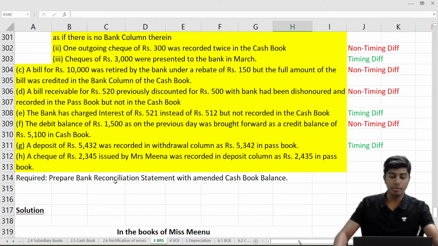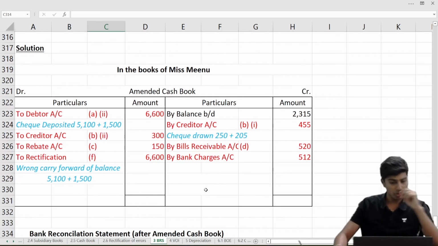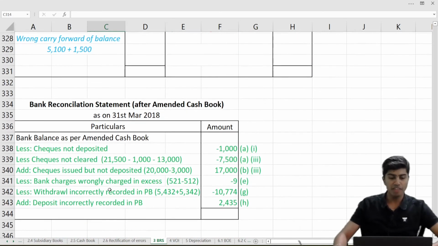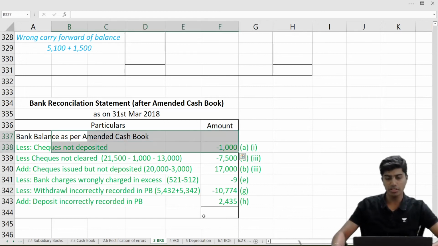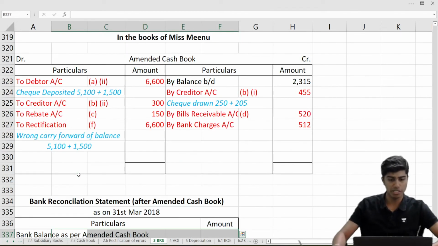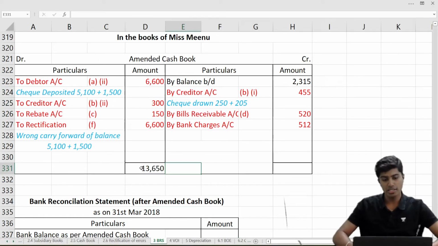Prepare bank reconciliation statement with amended cash book. Let us quickly close our amended cash book, identify the closing balance, carry forward that balance to BRS as the balance as per amended cash book, then take the total to find balance as per passbook. So looks like the total on the debit side is more. So it's going to become a favorable balance.